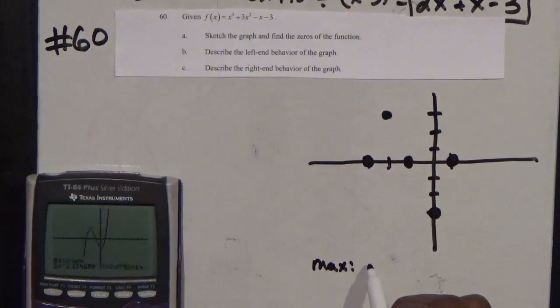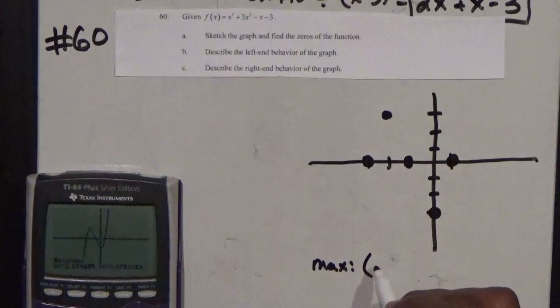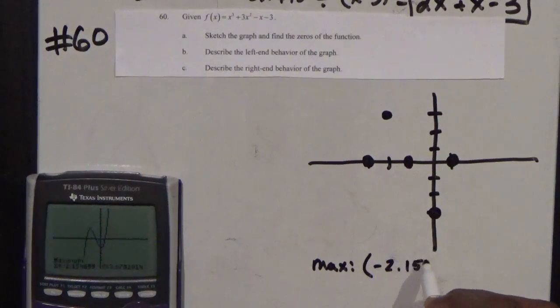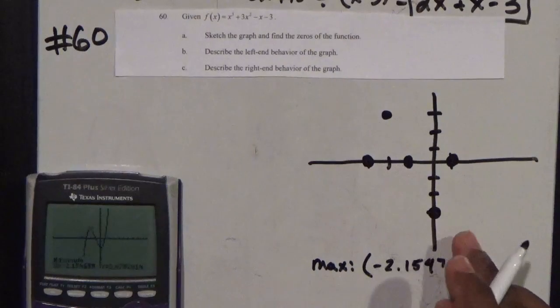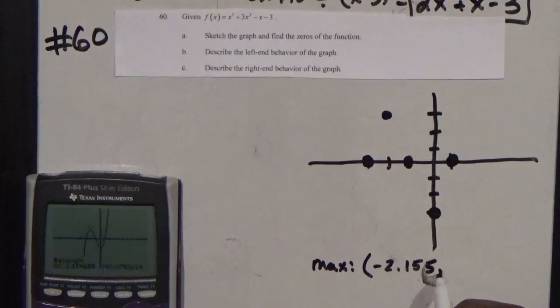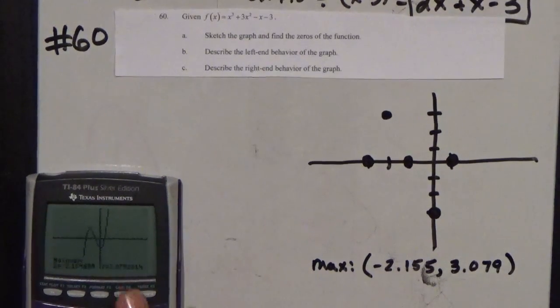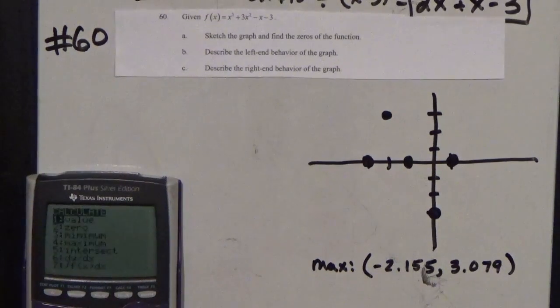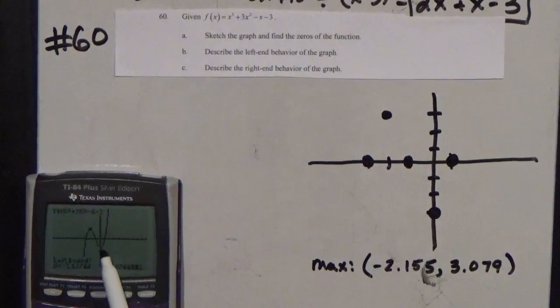All right, it says that my max value, which was not this, is at negative 2.1547, comma 3.079. All right, and we're going to check for that minimum. So we're going to go second calc again. Second calc, min. And it looks like it's near the y-intercept, so we'll say negative 1 to 1. Negative 1 is our left bound, 1 is my right bound.